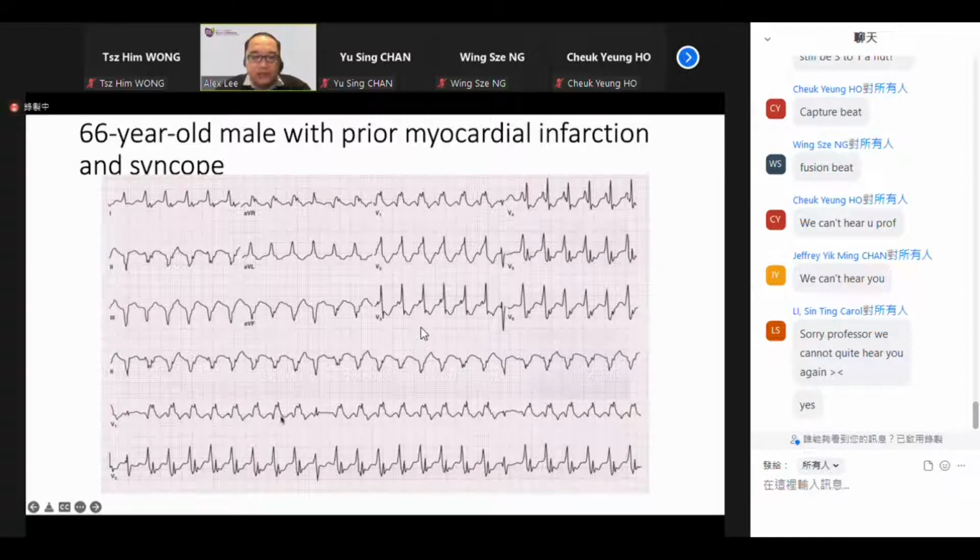But the essence here is, if there is suddenly a narrower QRS complex amongst a chain of ventricular complexes, then this wide complex tachycardia is ventricular tachycardia.